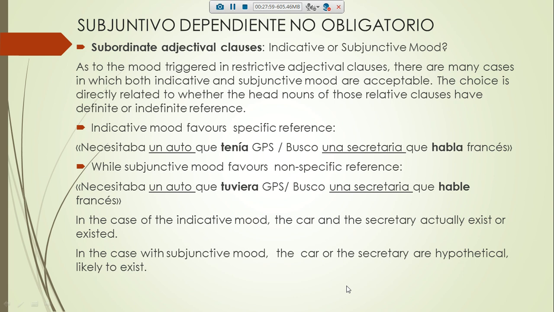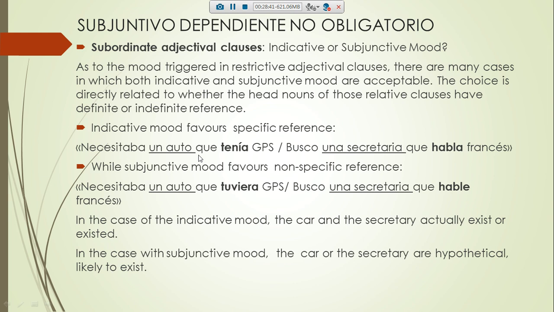What happens with subordinate adjectival clauses? As to the mood triggering restrictive adjectival clauses, there are many cases in which both indicative and subjunctive mood are acceptable. The choice is directly related to whether the head nouns of those relative clauses have definite or indefinite reference. So now it's not only the use of mood, but also the type of noun phrase that is being modified. So, indicative mood favors specific reference.